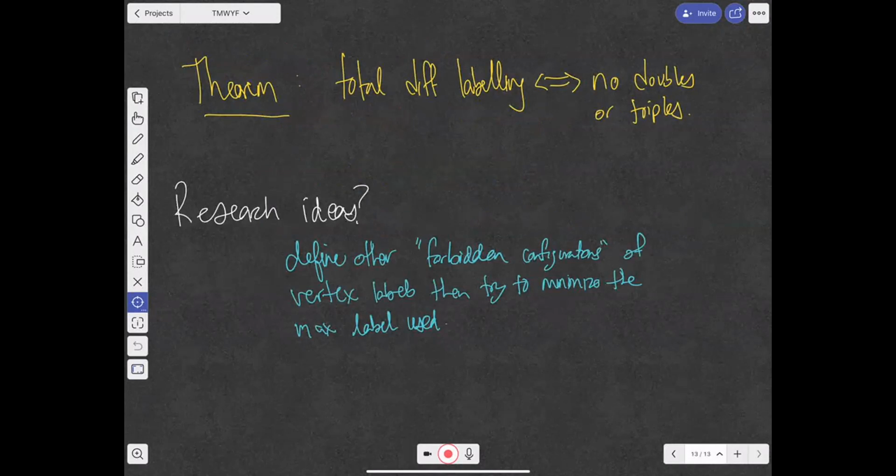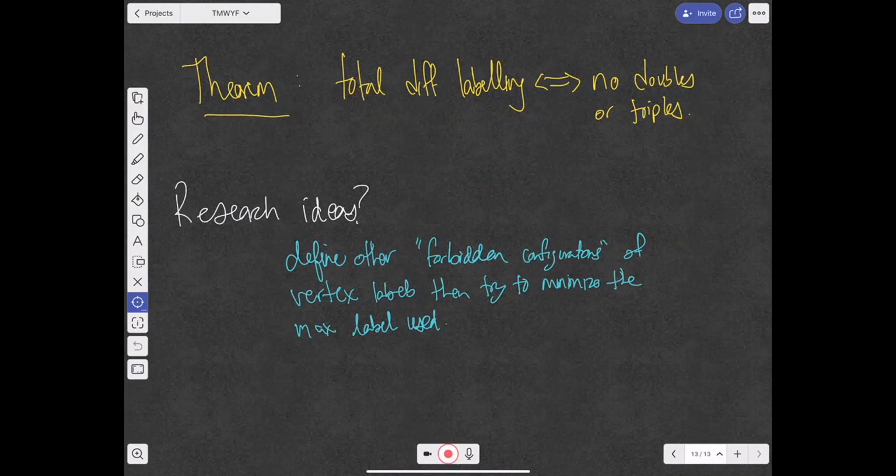The key theorem that helped her prove the caterpillar result was essentially the observation that we made that a total difference labeling basically meant no doubles or triples. She proved it. Those things are equivalent. So she reduced this from a question about labeling vertices and edges to just one about vertices.